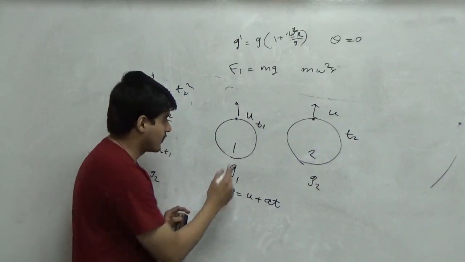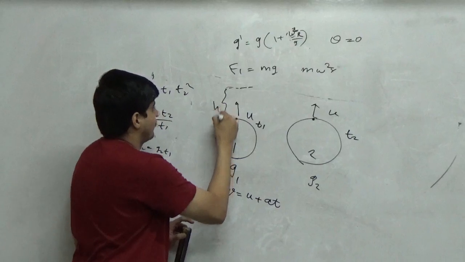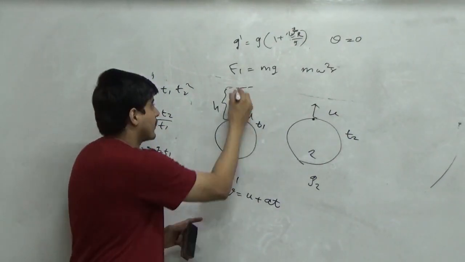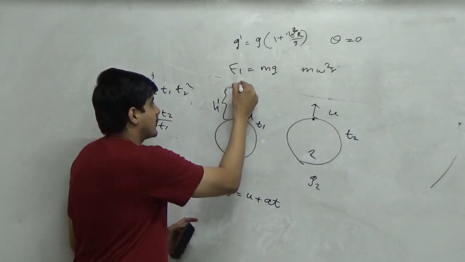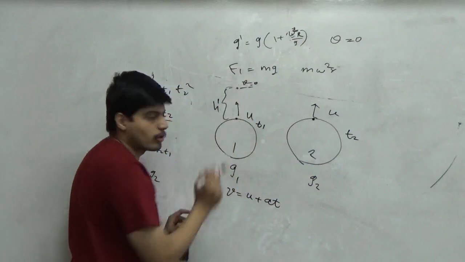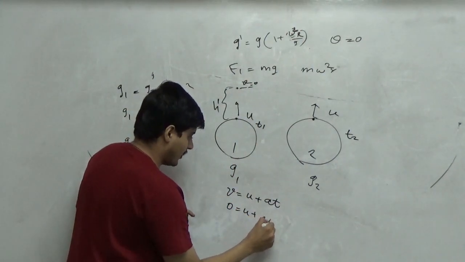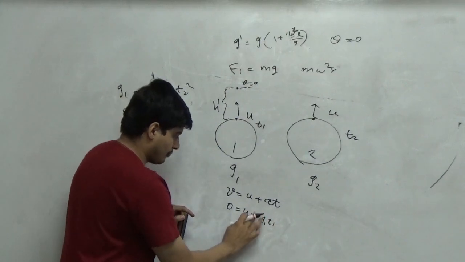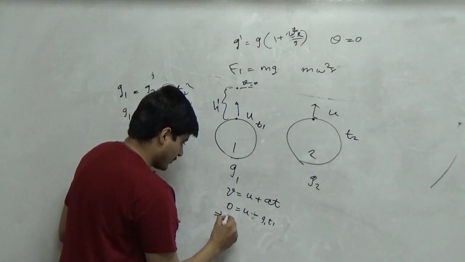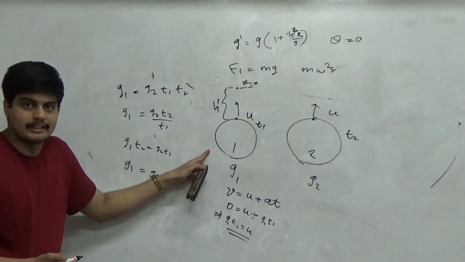In this case, on planet 1, it must have reached a certain height h before it lost its entire velocity because of the acceleration pull. So at this height, its velocity becomes 0. This velocity must have become 0 in T1, which means 0 equals u plus g1 T1. And this plus sign will become negative because this is a gravitational pull, which means g1 T1 is equal to u. This equation holds true on this planet.